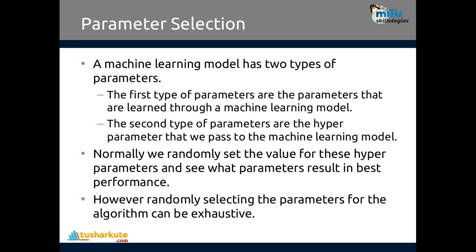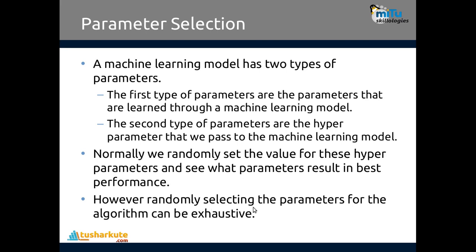The last topic, parameter selection. A machine learning model has two types of parameters basically. The first type are the parameters that are learned through the machine learning model, and the second type are called hyperparameters, that we pass to the machine learning model. Normally we randomly set the values for these hyperparameters and see which parameters result in the best performance.